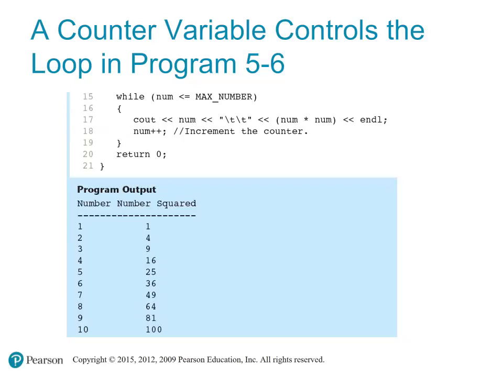A while loop runs as long as num is less than or equal to max number. The program prints the current value of num and its square. The counter num is incremented at the end of each loop iteration. This ensures that the loop will eventually terminate. The loop will terminate when num exceeds max number, fulfilling its role as a loop control variable.